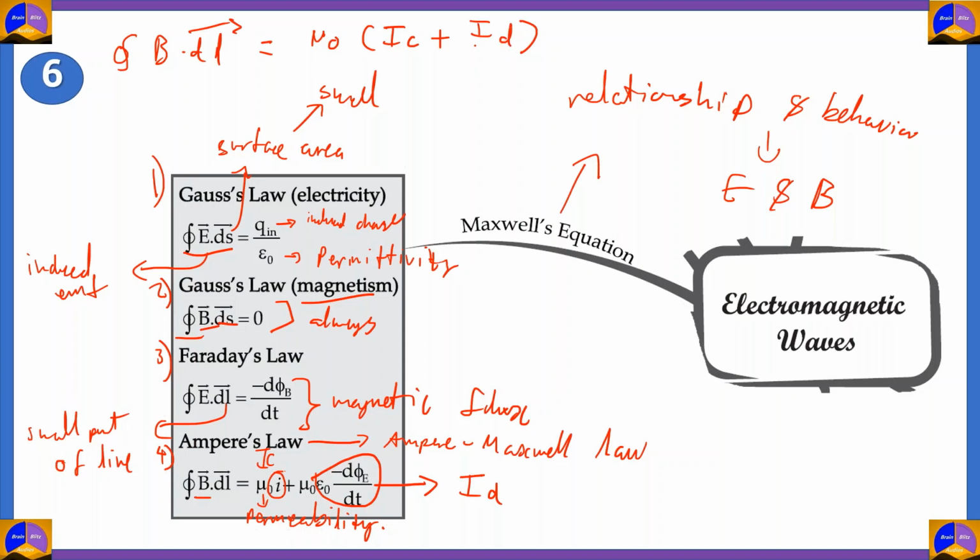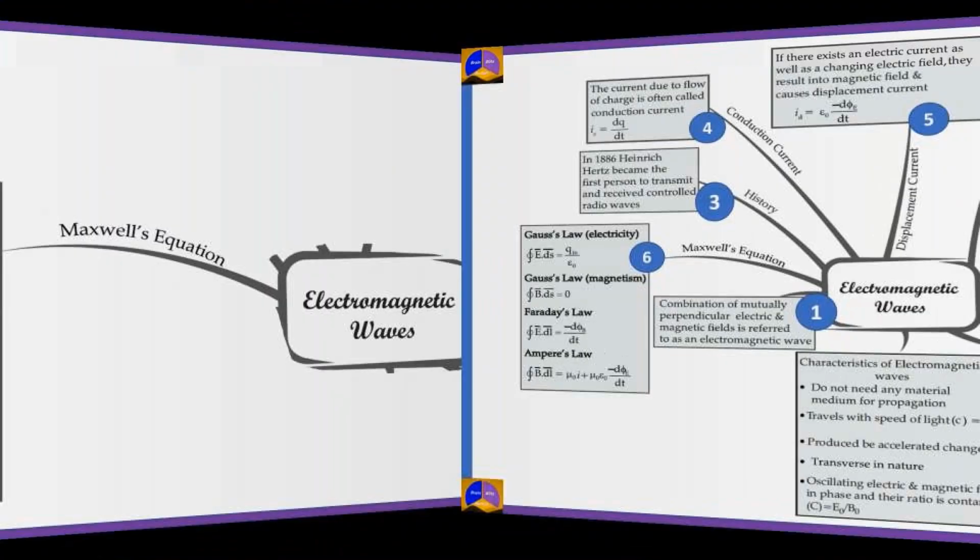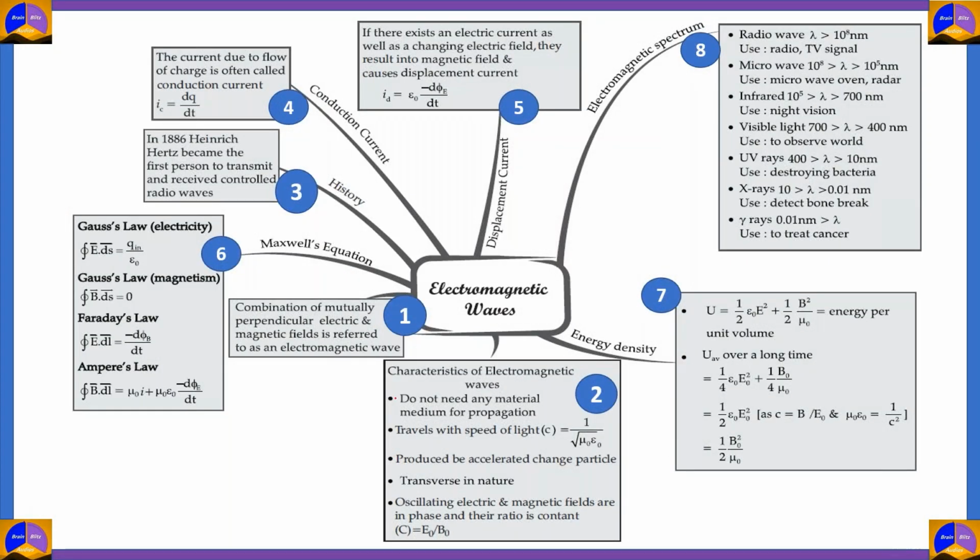So instead of keeping current as just one, he made it into two. So the current in the capacitor would contain both conduction and displacement current, and he multiplied them separately using the distributive property and put the values for both to get the equation mu naught I plus mu naught epsilon naught d phi E by dt. And that's all about Maxwell's equations.